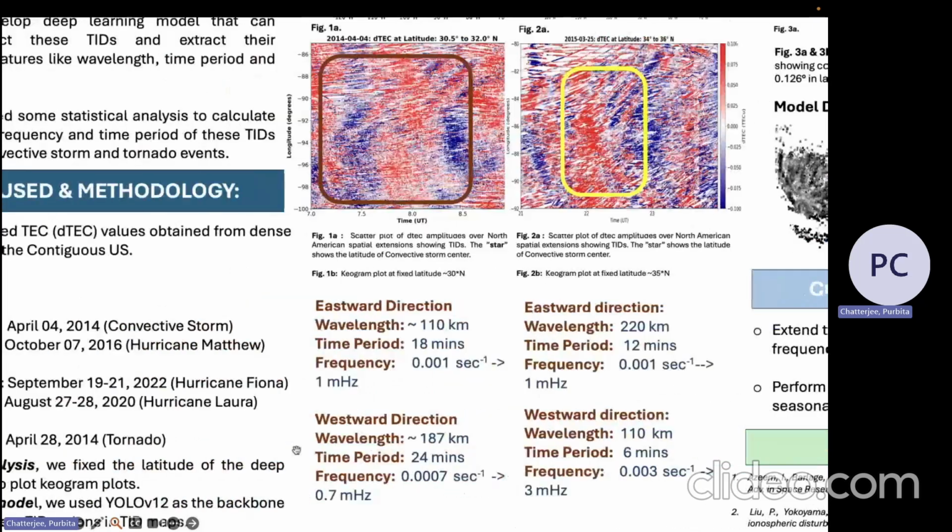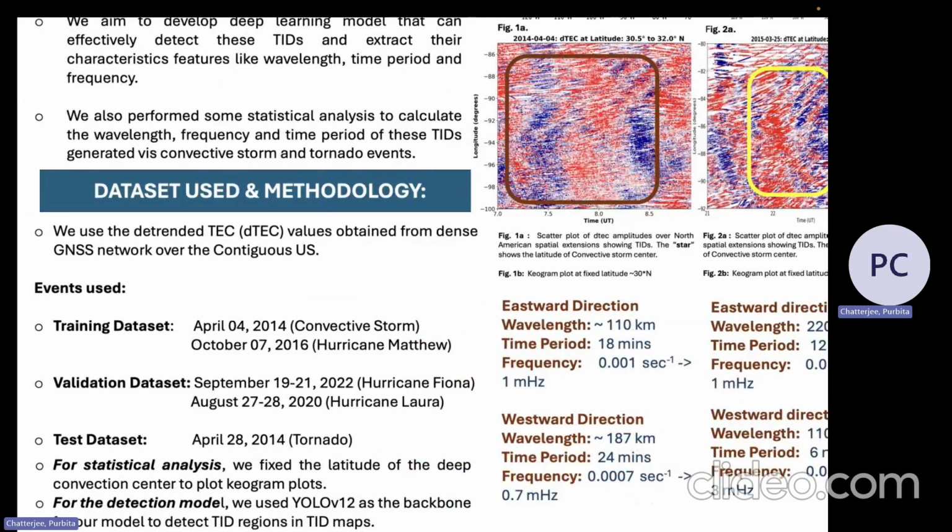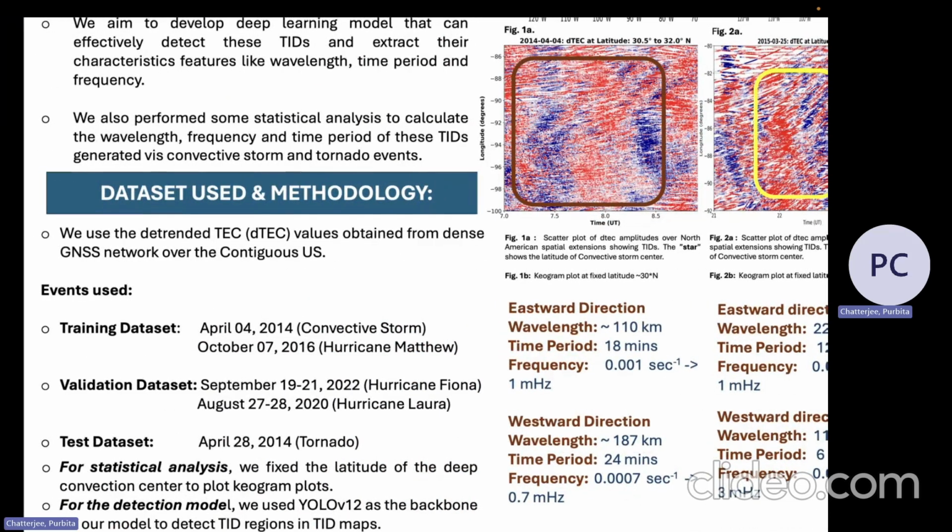Next, we move on to developing a deep learning model that can efficiently detect these TID regions over the TID maps of the North American region. For that, we are using a training data set of April 4th and October 7th, a hurricane event, validation data sets for two different hurricane events, and a test data set for an entirely different tornado event. And we are using a YOLO model in the background.